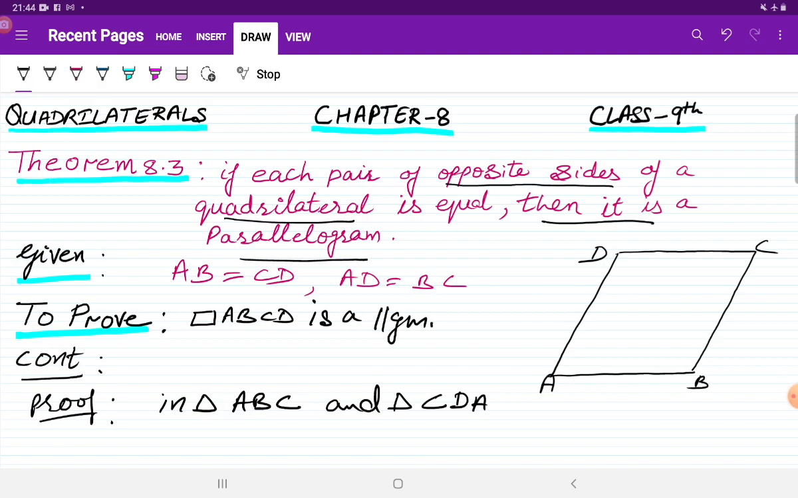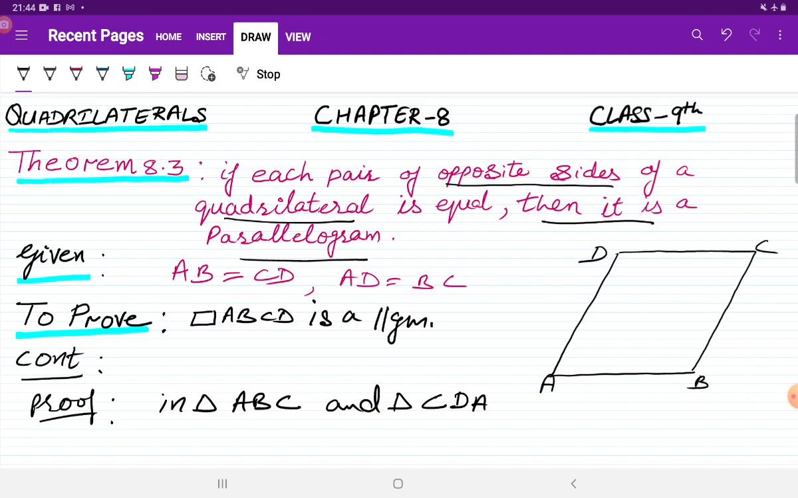In today's session, I am going to teach Theorem 8.3 of Chapter 8 Quadrilaterals from class 9th. So what is our Theorem 8.3? If each pair of opposite sides of a quadrilateral is equal, then it is a parallelogram. So actually it is a converse of Theorem 8.2.